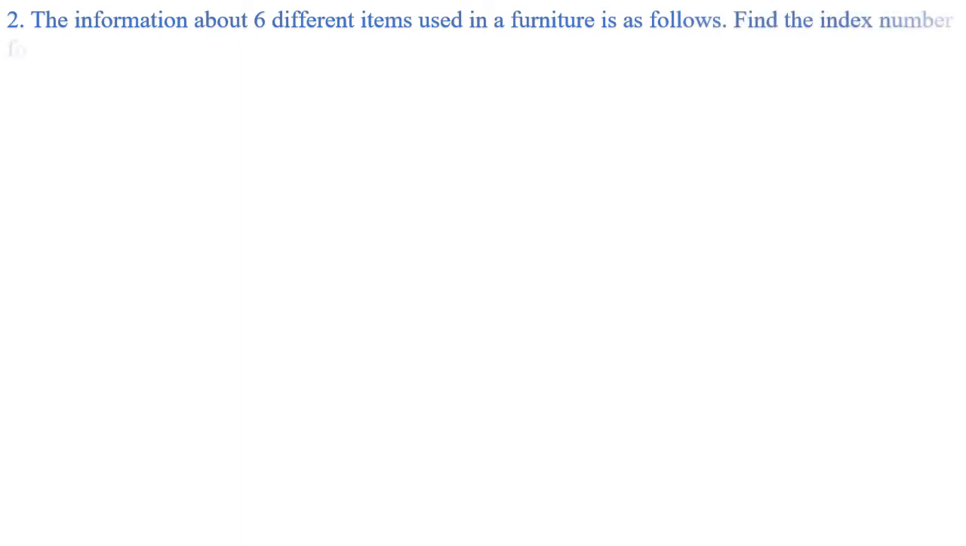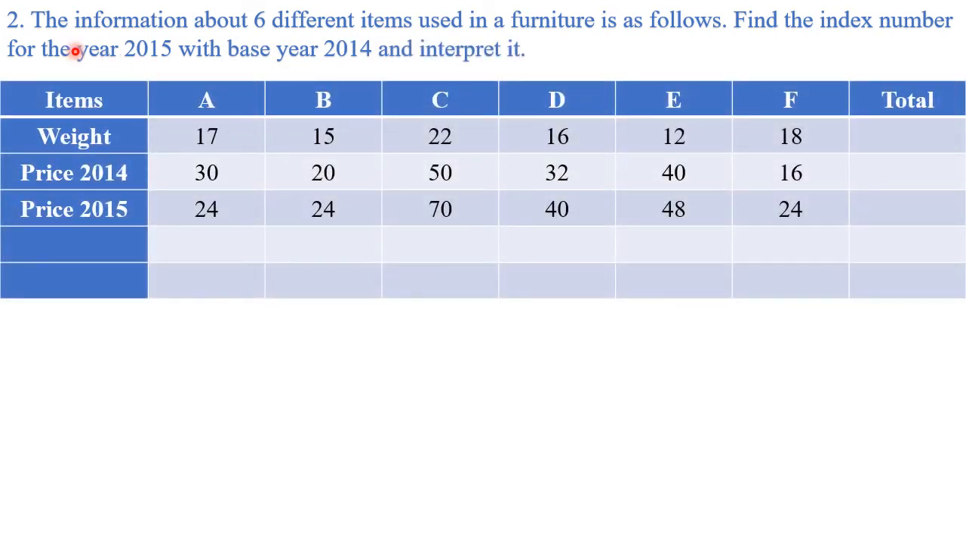Question number 2 is a similar kind of question. The information about 6 different items used in furniture is as follows. Find the index number for the year 2015 with base year 2014 and interpret it. The data given is items, weight, prices of 2014 and 2015, A, B, C, D, E, F. Now in the previous question, weight and index number were directly given, but in this question, weight is there, index number is not there. But what we can do here is calculate the index number using the values of the prices of 2014 and 2015.